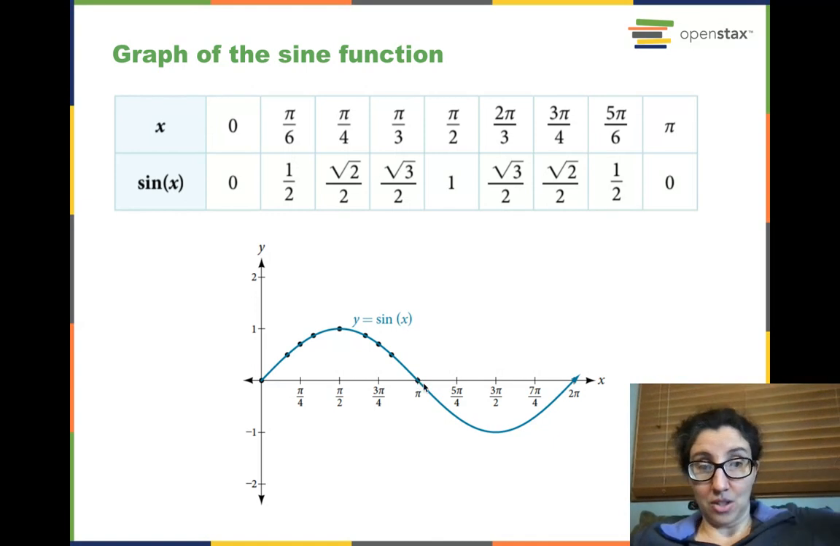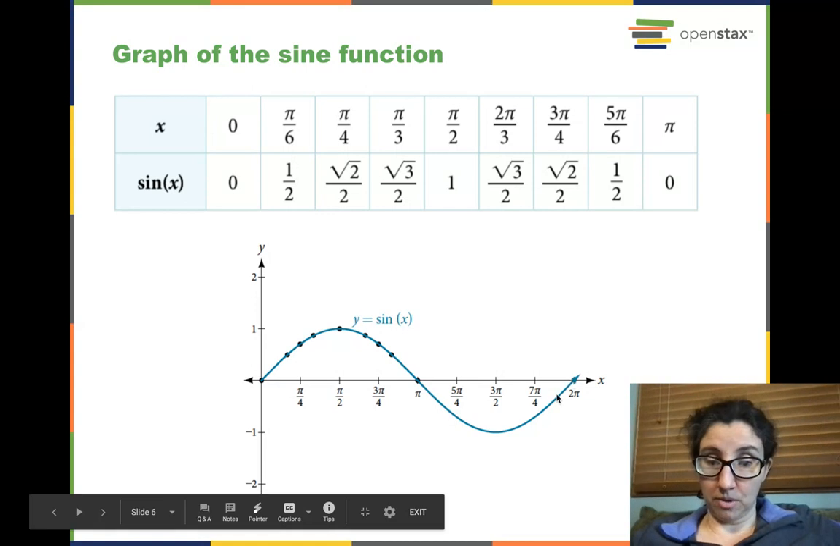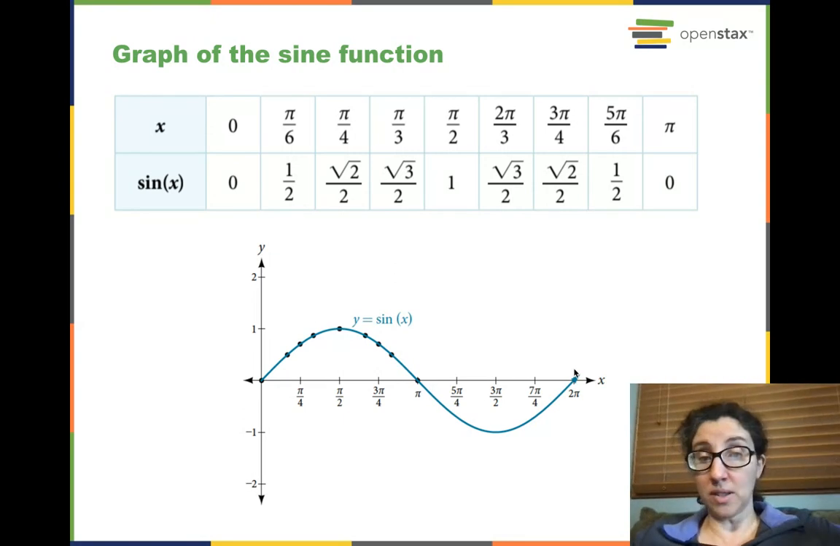And then, as it goes to the bottom half of the unit circle, the y value becomes negative. Right? So we go from 0 up to 1, back down to 0, then down to negative 1, and back up to 0. Okay? And then if we kept going, this is going to repeat forever, right?